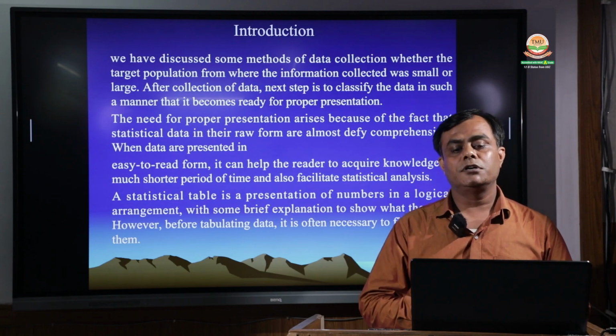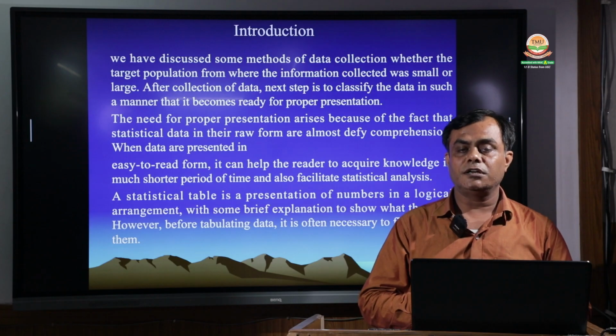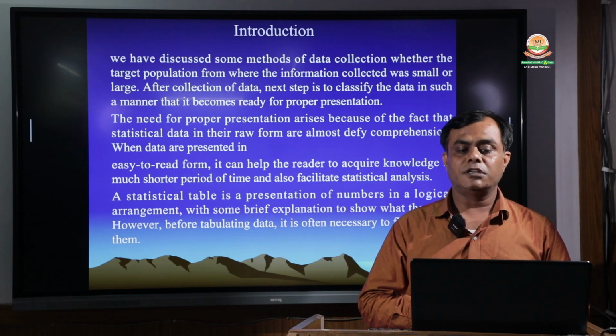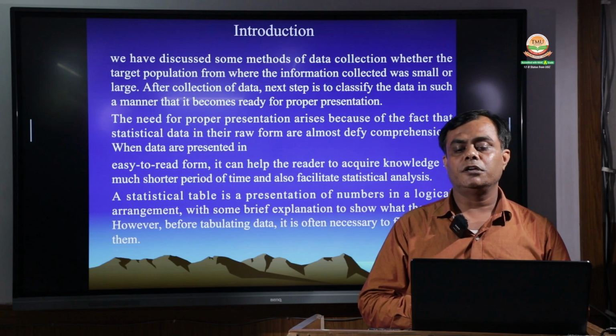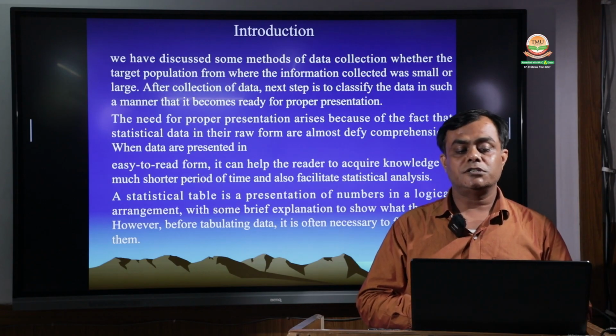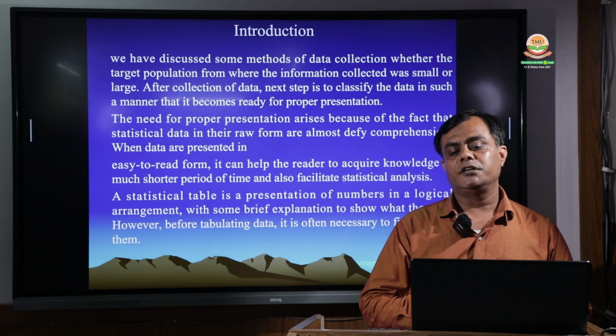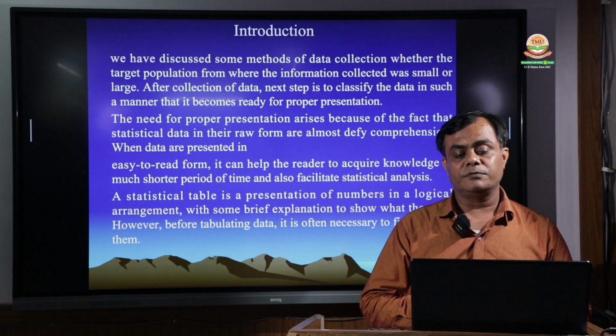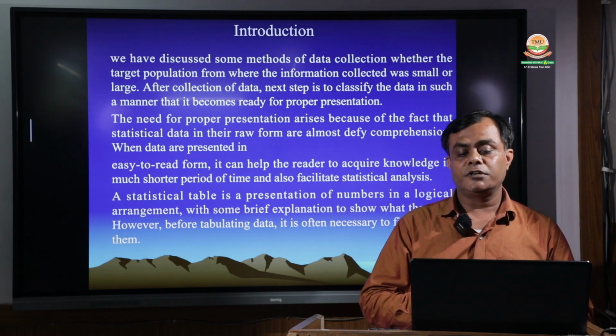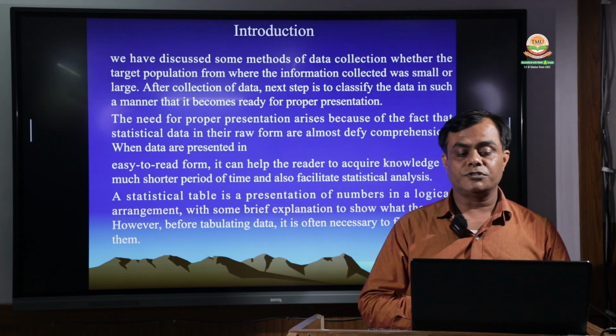We have discussed some methods of data collection, whether the target population from where the information was collected was small or large. After collection of the data, the next step is to classify the data in such a manner that it becomes ready for proper presentation.